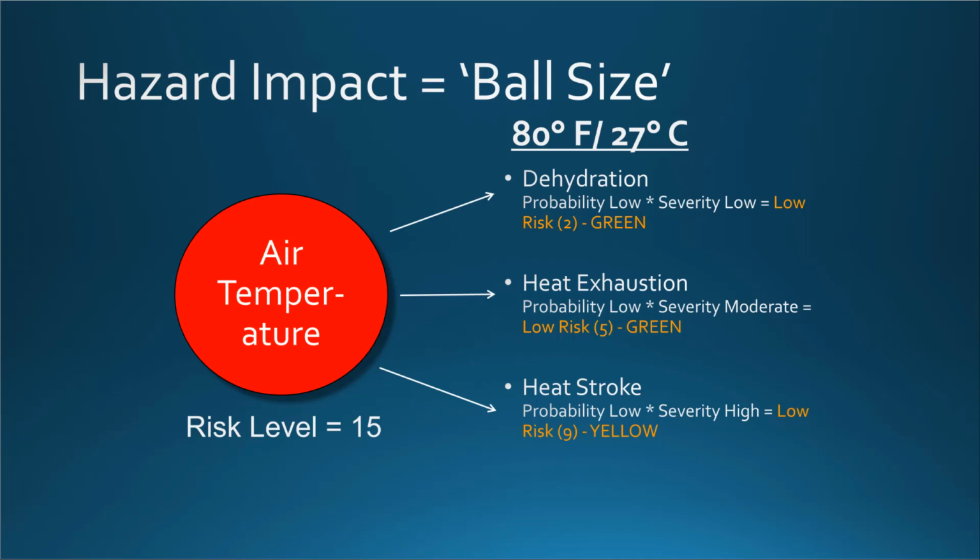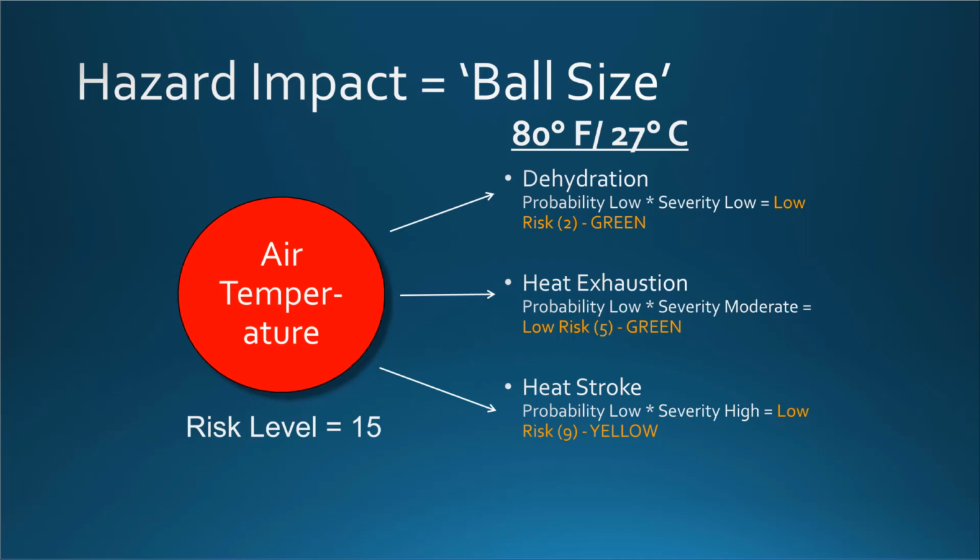Heat exhaustion, the probability is still relatively low on our risk calculator. The severity is moderate because that's a more significant medical issue. But overall, even though the score is higher, it's still in the low risk green zone. Heat stroke, the probability is still low, but the severity would be high if it did happen. So although we're still in the low risk, we're moving up into the yellow zone.